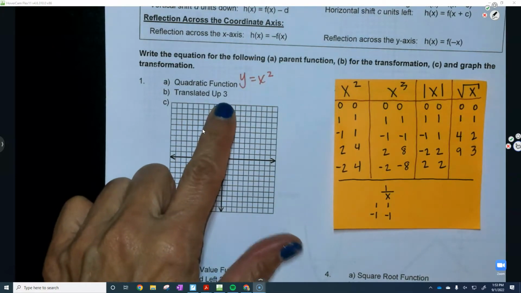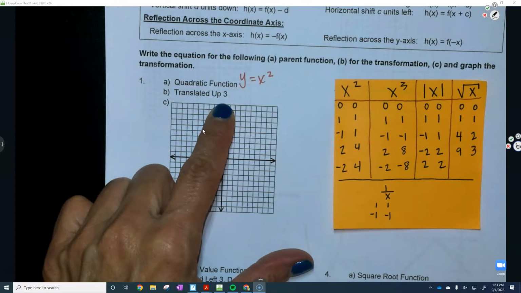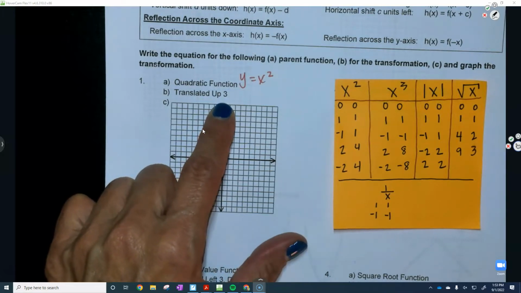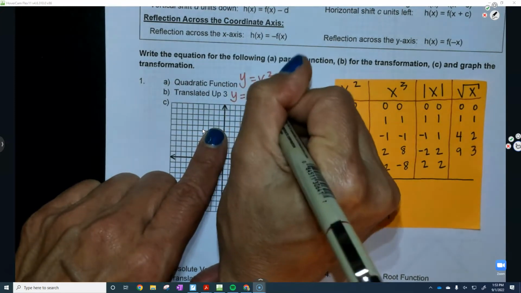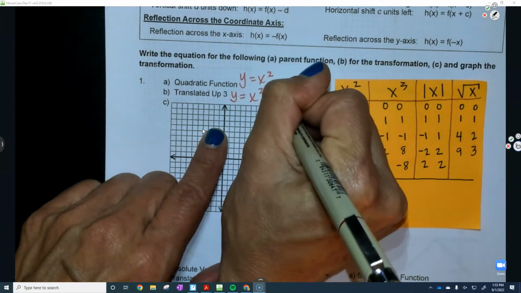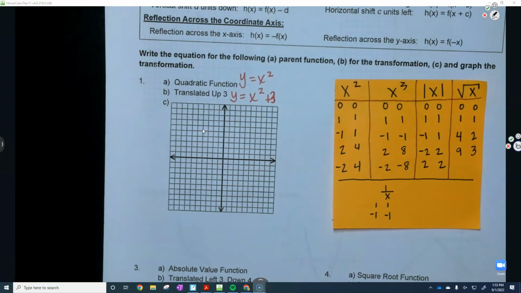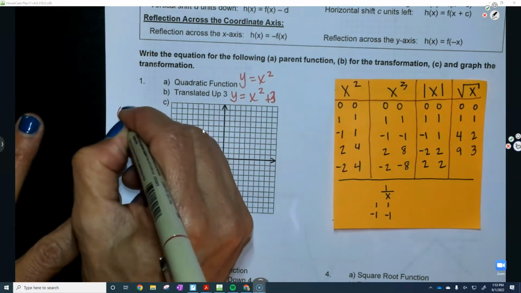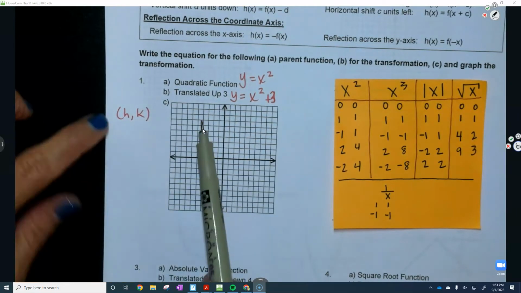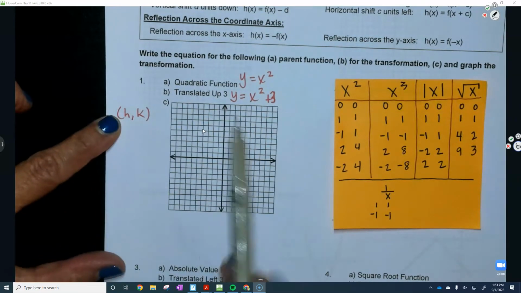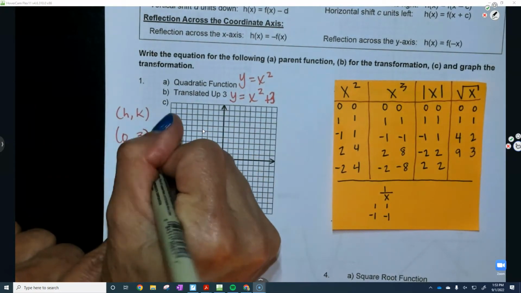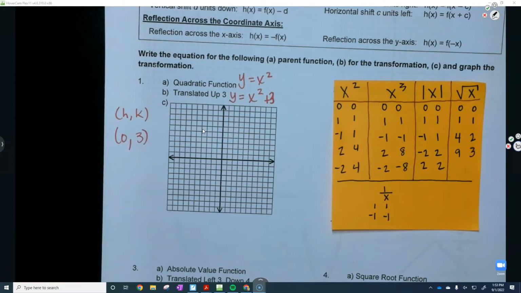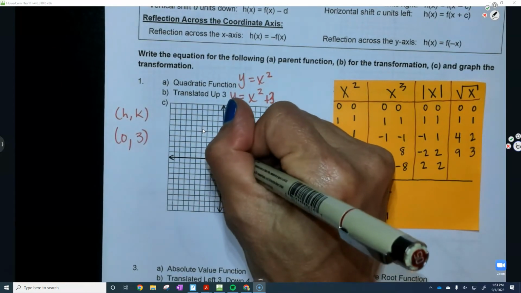Part B says to write the function for the transformation. If it's translated 3 units up, it is a k value, not h. K is never in groups. So I'm going to write y equals x squared, and then my k value is just plus 3. Now in order to graph it, we have to know what h, k is. Since we did not have any horizontal translations, the h value is 0, the k value of course is 3. We're going to plot that ordered pair, go 3 places above the origin, draw a dot. 0, 3.